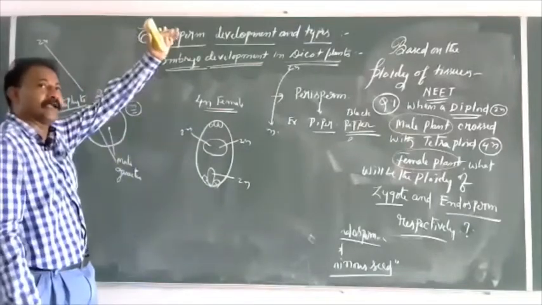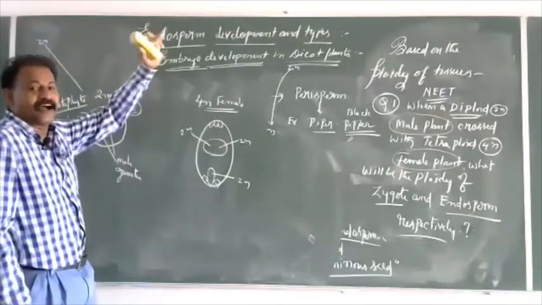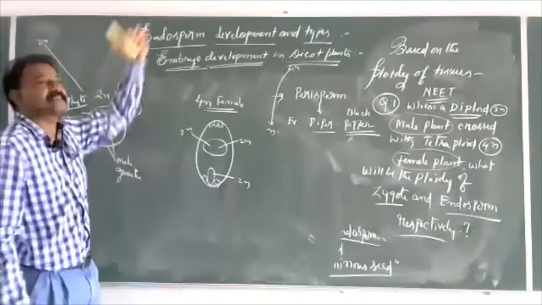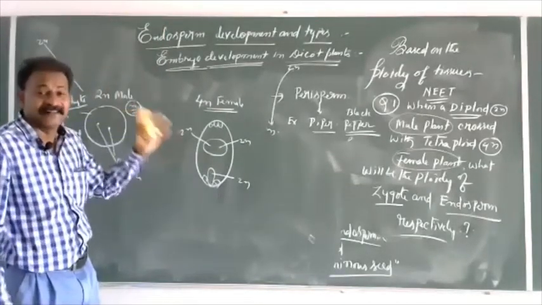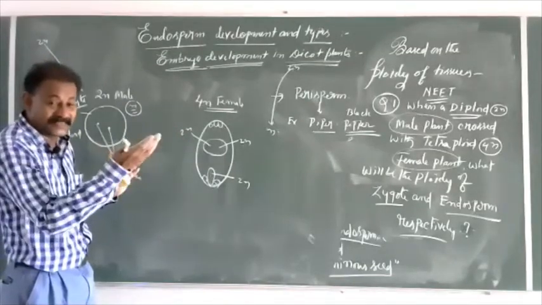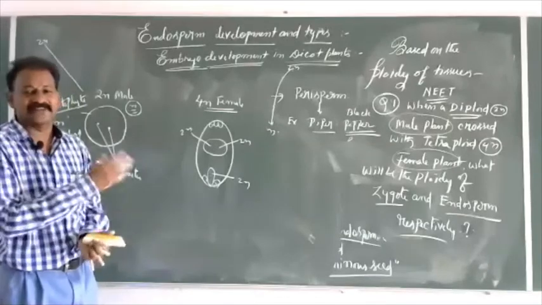In 2n half is n, in 4n half is 2n. In 8n half is 4n, in 6n half is 3n. Like that, always gametophytes or gametes represent the haploid stage, the half stage.